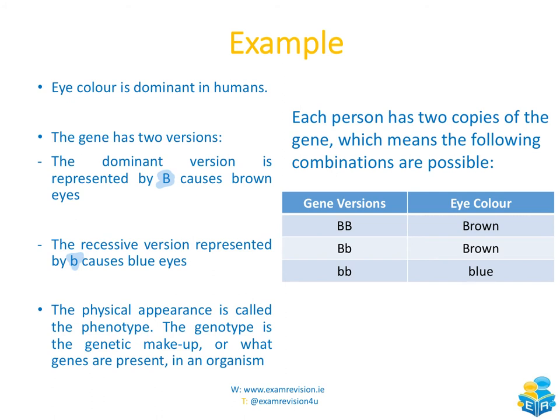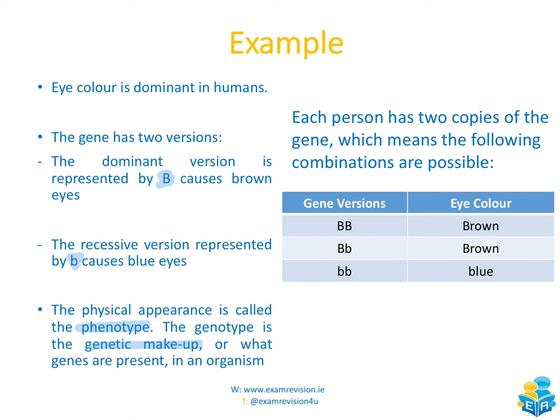So one of the last things then, the physical expression, so what actually is physically expressed in the offspring, that's known as the phenotype, whereas the genotype is the genetic makeup. So if we look at the table over here on the right-hand side, this here is all of the genotypes. Okay, that's the genetic makeup.